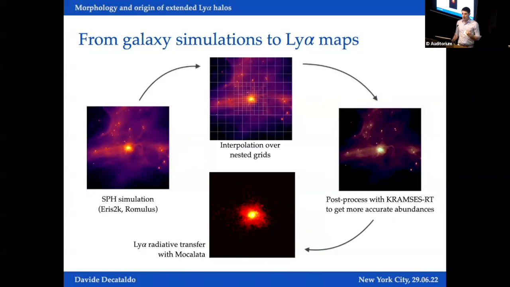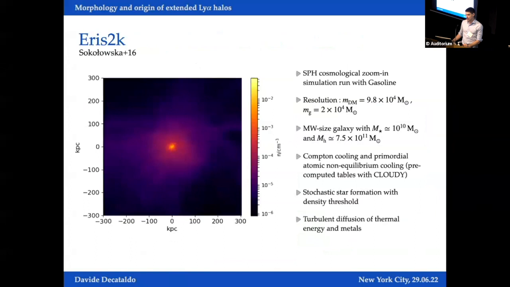In this way, we can get more accurate abundances of the chemical species, because of course, it's very important to understand what is the ionized fraction of hydrogen if you want to predict correctly the Lyman alpha emission. Finally, we proceed with the post-processing with Mocalata, which is a Lyman alpha radiative transfer code. So let's go a bit into the detail of each of these steps.